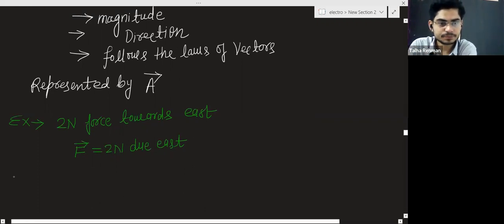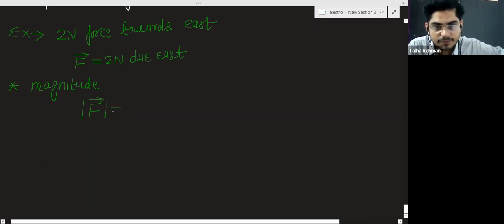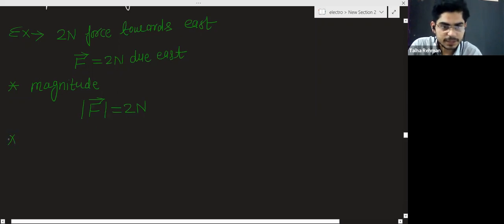And one thing more, the magnitude of a vector. This is force, so the magnitude of force will be written like this. This is the vector, and if I want to calculate the magnitude of this vector, I will write it like this. This is mod. This is mod F. Magnitude will be mod F, and I can say mod F will be only 2 Newton. This is just the way of writing.